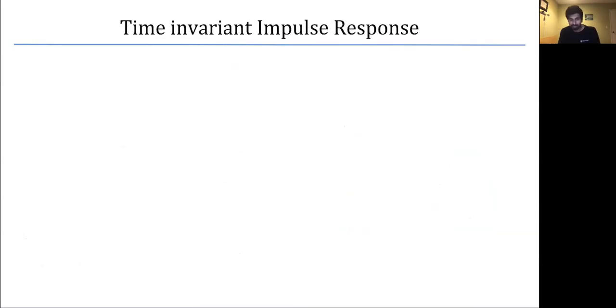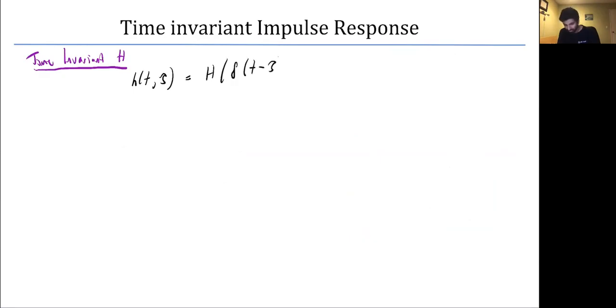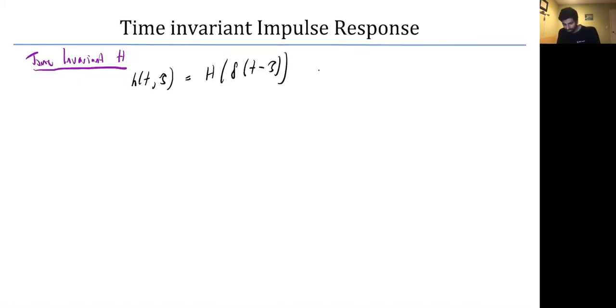Okay, so let's talk a little bit about the time invariant impulse response. Suppose that I have h of t, tau equal to capital H of delta of t minus tau. Therefore, if I send a Dirac that is centered around the origin, if tau equals zero, I'm going to have h of t, 0 equals h of delta of t. Okay, so this is one particular shift.